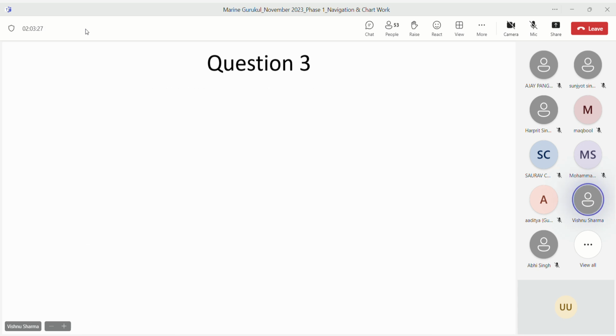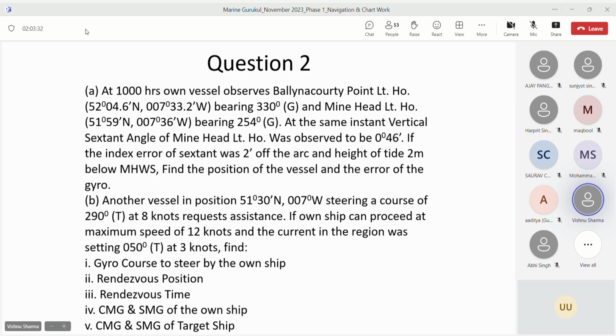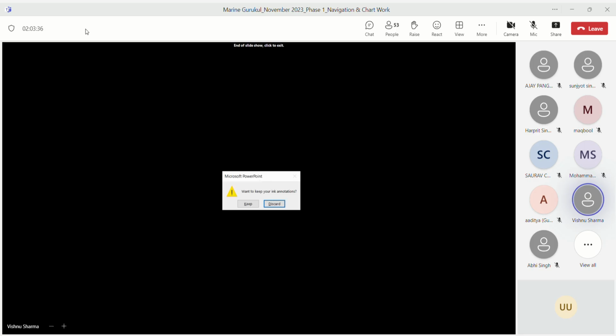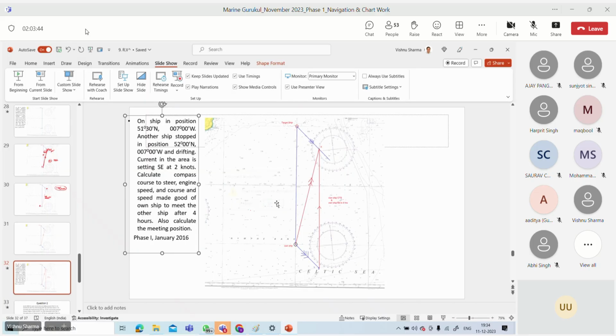So now, I think I plotted this question somewhere. Have I not plotted? Let me just see. No, it's not plotted anywhere. I used to plot it somewhere. I don't know. Never mind, it's okay.